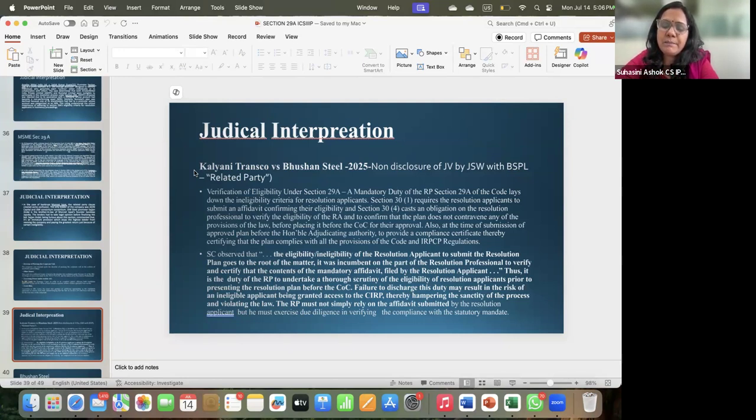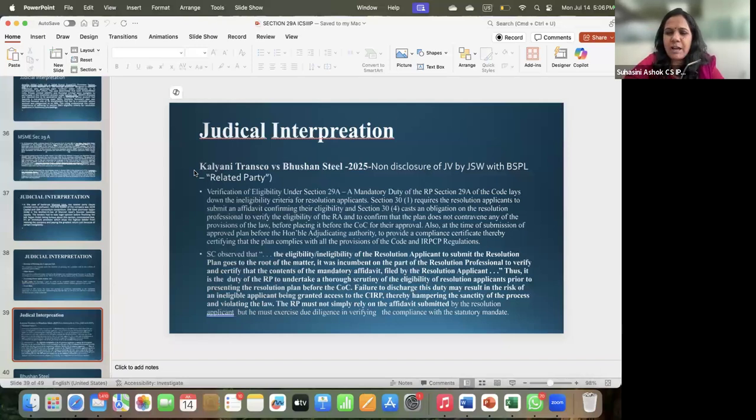Here the Supreme Court has clearly laid down that section 29A due diligence is a mandatory duty of the RP. The RP has to verify the ineligibility criteria of the resolution applicant. It is again the duty under section 31. Section 30 subsection 1 requires the resolution applicants to submit an affidavit confirming their eligibility, and section 30 subsection 4 also casts an obligation on the resolution professional to verify the eligibility of the RA.